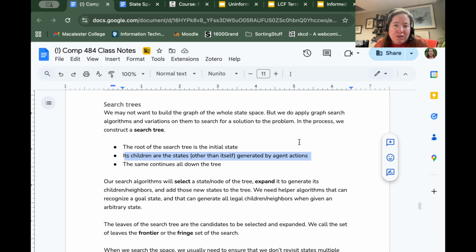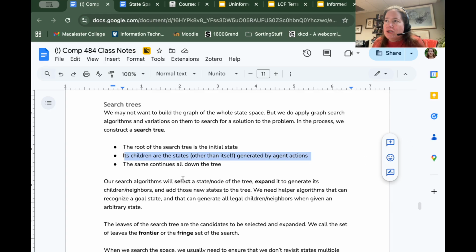Different problems may have trees that branch out dramatically. You could have a state that has 500 actions that the agent could take, and each of those leads to a new unique state. You could also have a very, very long, thin tree where there's really only one or two movement options for the agent to take at any given time.